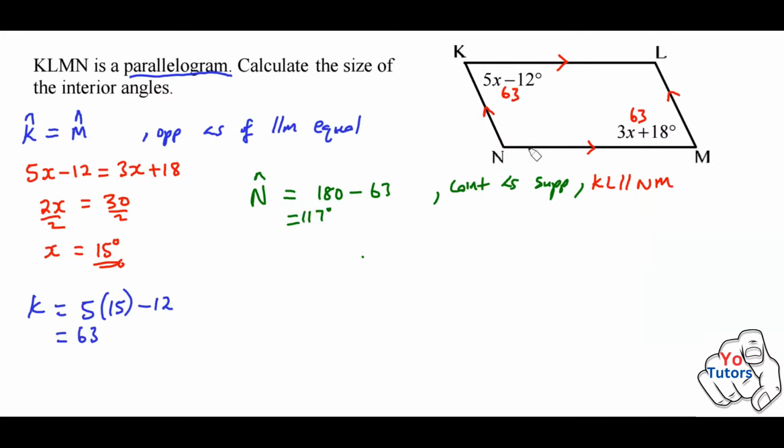Now, once we have 117 here, we can also say L is equal to 117. Why are we saying that? Opposite angles of a parallelogram are equal. Okay, so they are equal. That's what it means. So we now have all the angles that we wanted here. We now have all the angles that are needed. That's what you need to understand, guys, when you are dealing with parallelograms. Now let's go on to the next one.